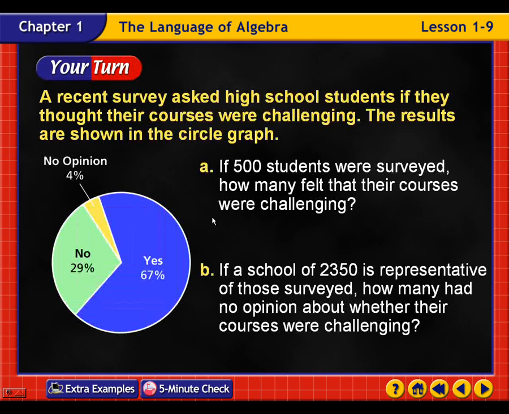Okay, now a couple questions for you to maybe pause and look at. This survey talks about high school students who thought their courses were challenging. If 500 students were surveyed, how many felt their courses were challenging? We find the yes part of the circle graph, and we're going to multiply 0.67 times 500. That's going to be 335 students. And the second one says this many students had no opinion. So we find the 4% and we multiply 0.04, because that's 4%, times 2350, and that's 94 students.